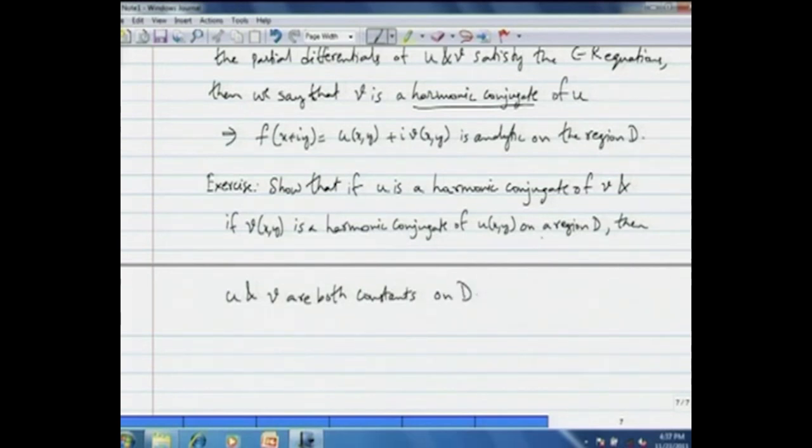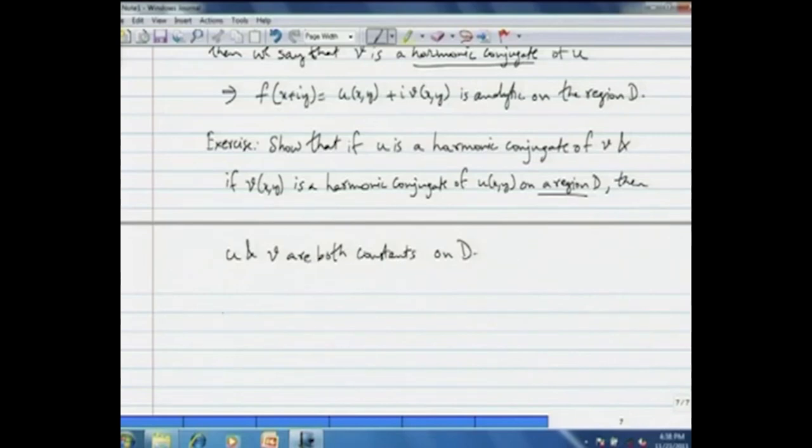Okay, so I assume D is a region, an open connected set. So if the relation is mutual, that u is a harmonic conjugate of v and v is a harmonic conjugate of u, then it has to be that both of them are constants. Okay, so this exercise brings out some asymmetry, so you have to be careful about the definition. Having said that, let's do an example here.